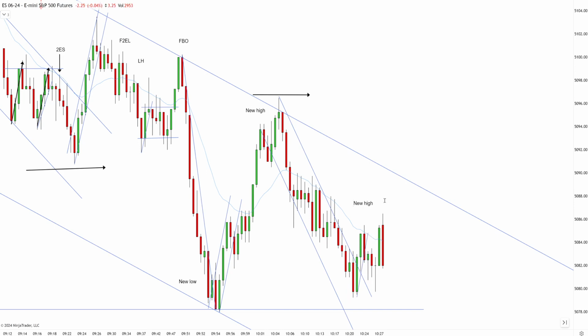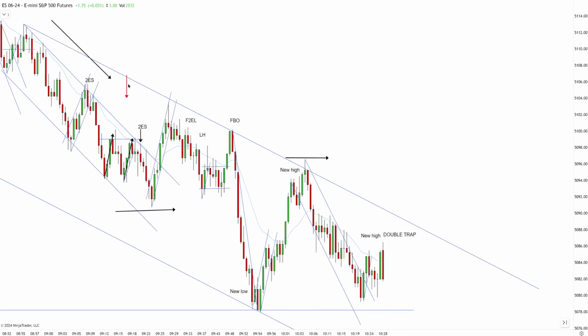And this is what we call a double trap, because it stopped all the early sellers selling the second entry short far from the EMA and all the early bulls buying the failed second entry short below the EMA. So this is a great double trap, and this is a textbook high probability setup.